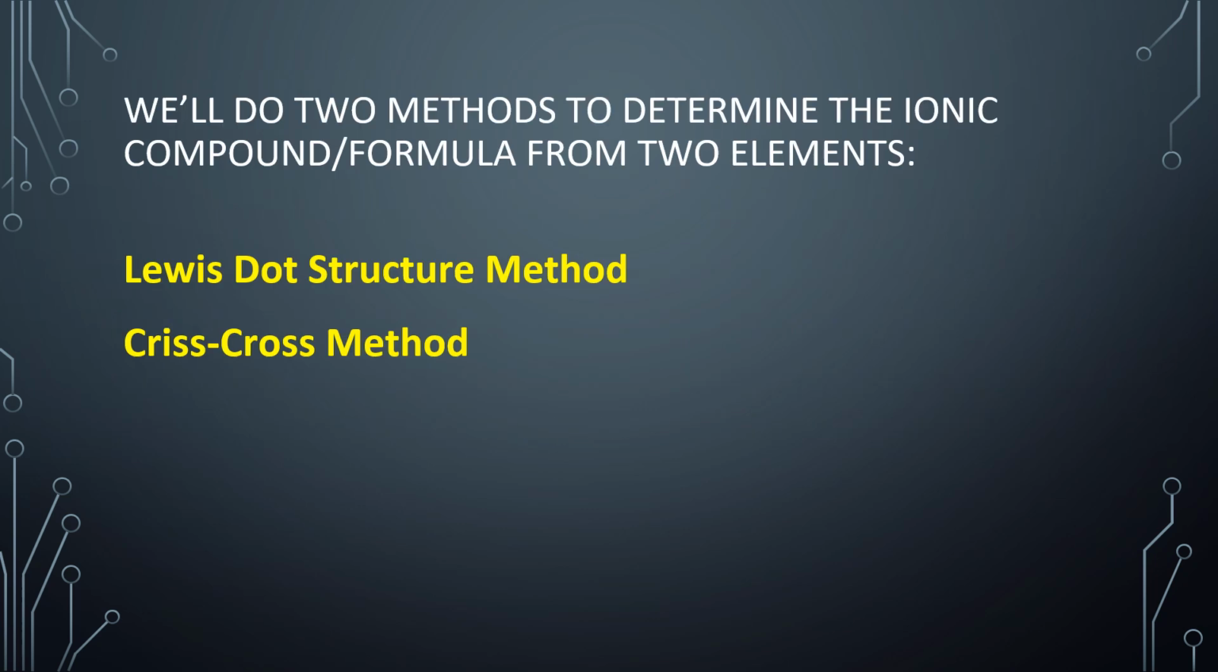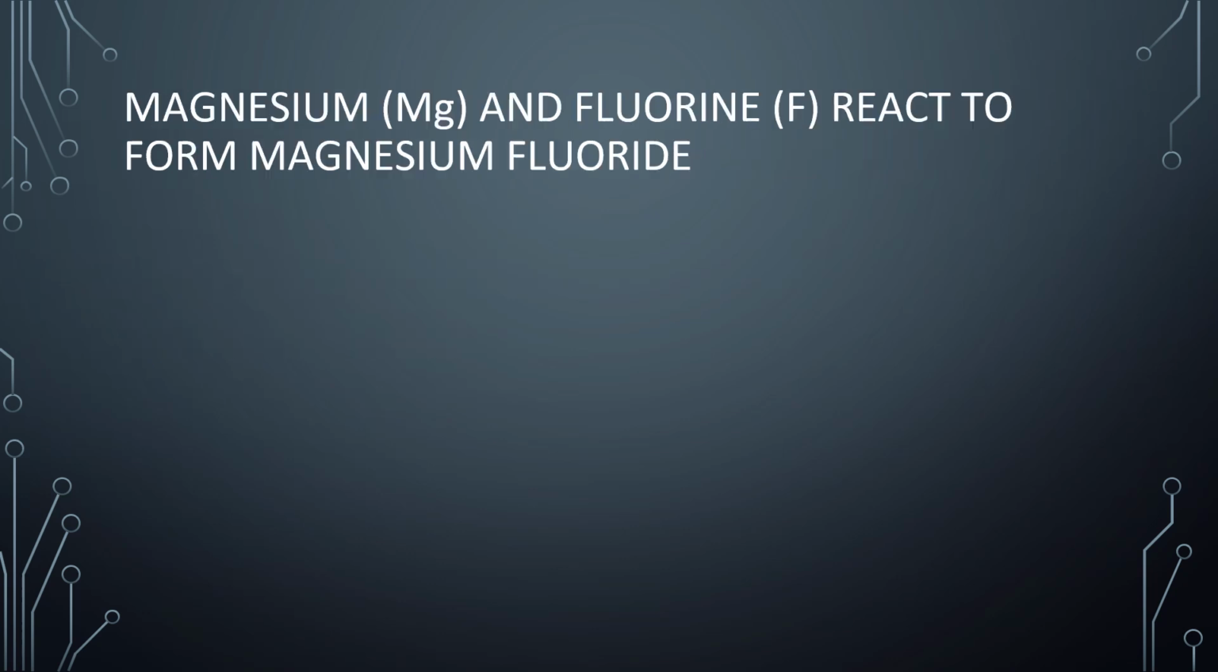So we're going to work through this using 2 different methods: a Lewis dot structure and a crisscross method. So you have to know your oxidation numbers quickly, as well as your Lewis dot structures. So we'll do both to make sure we understand what we're doing, right?